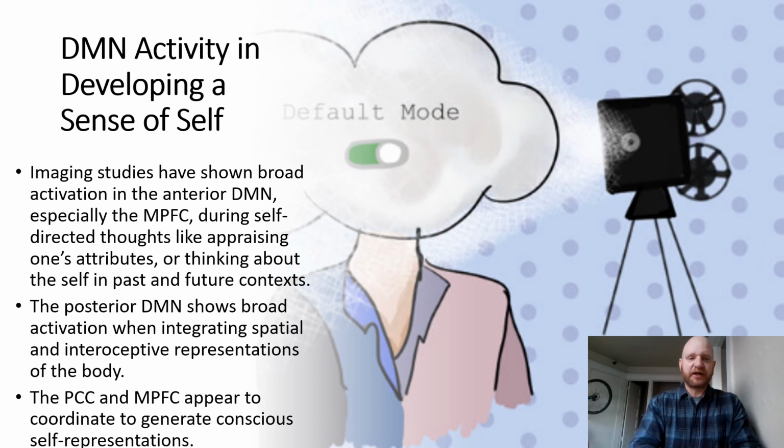Imaging studies have shown broad activation in the anterior default mode network, especially the medial prefrontal cortex, during self-directed thoughts like appraising one's attributes or thinking about the self in past and future contexts. The posterior DMN shows broad activation when integrating spatial and interoceptive representations of the body. The posterior cingulate cortex and the medial prefrontal cortex appear to coordinate to generate conscious self-representations.